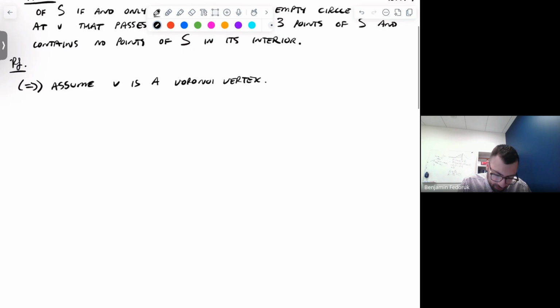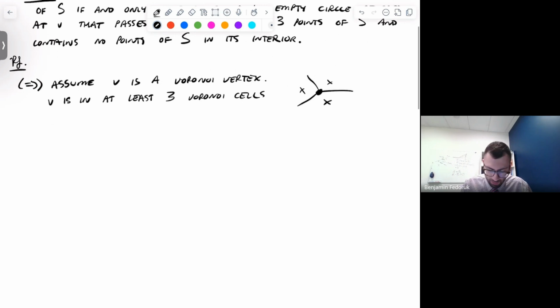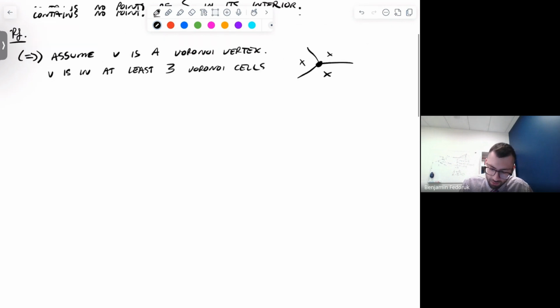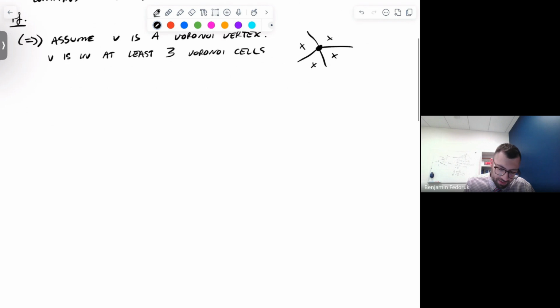So that means that V is in at least 3 Voronoi cells. You sort of think about that visually, right? You've got your cells sort of coming together like this, and the point has to be in this cell and this cell. If it's only in 2, then it's going to be on an edge. You could also have more, like we could possibly have 4, but at least 3 cells. So V is in at least 3 Voronoi cells.